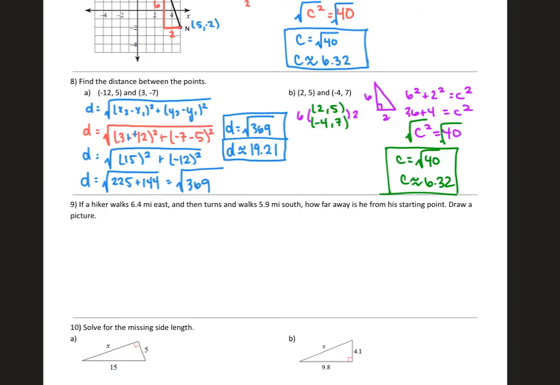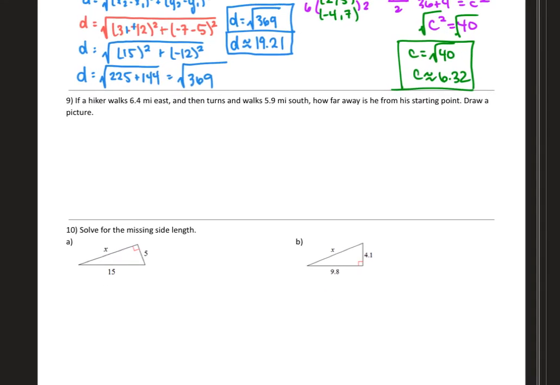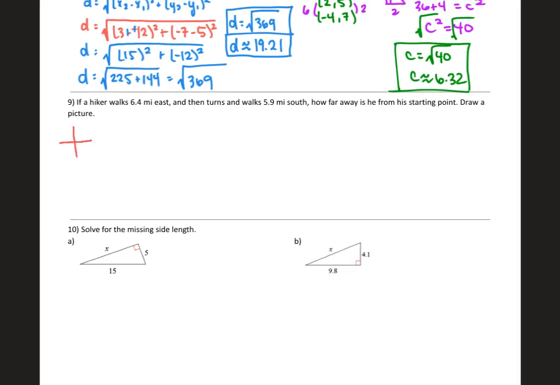All right, problem number 9. It's a word problem, so we need to draw a picture. It says a hiker walks 6.4 miles east. So it might help to draw here is our direction. So east is basically to the right. So we walk 6.4 miles east, and then 5.9 miles south. We want to know how far away are they from their original position. So we have a right triangle like this, and now we're going to use Pythagorean theorem.